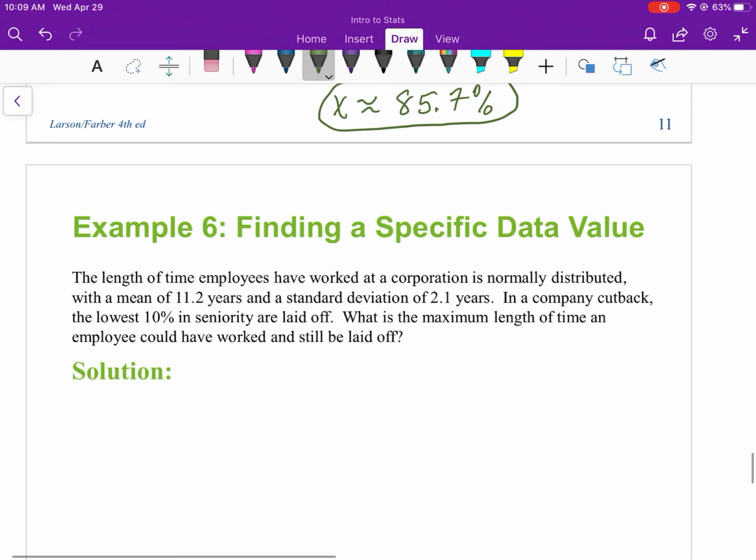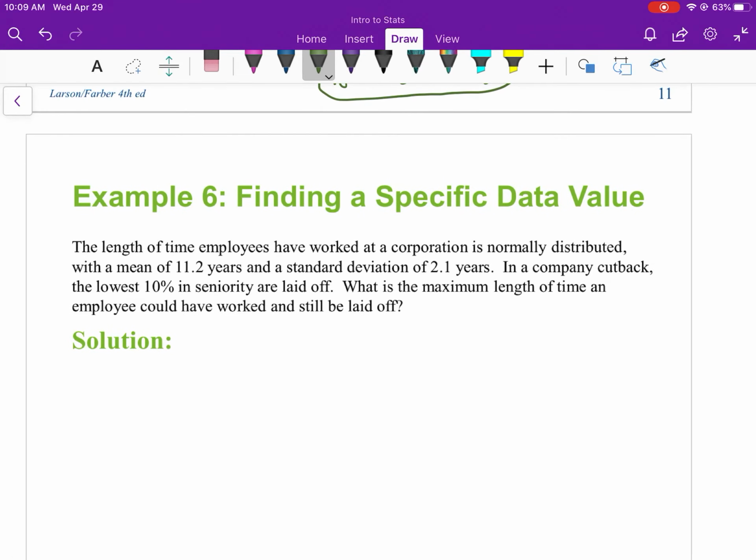Here's one more. The length of time employees have worked at a corporation is normally distributed with a mean of 11.2 years and a standard deviation of 2.1 years. In a company cutback, the lowest 10% in seniority are laid off. What is the maximum length of time an employee could have worked and still be laid off?